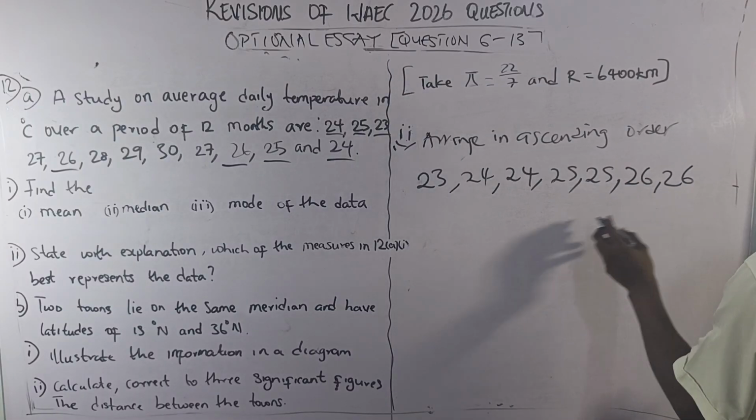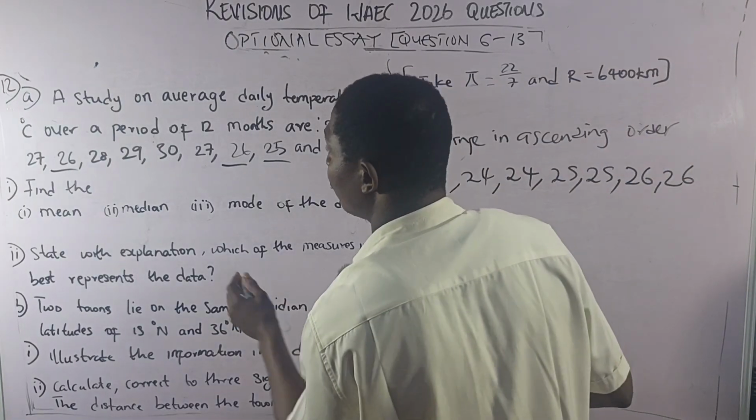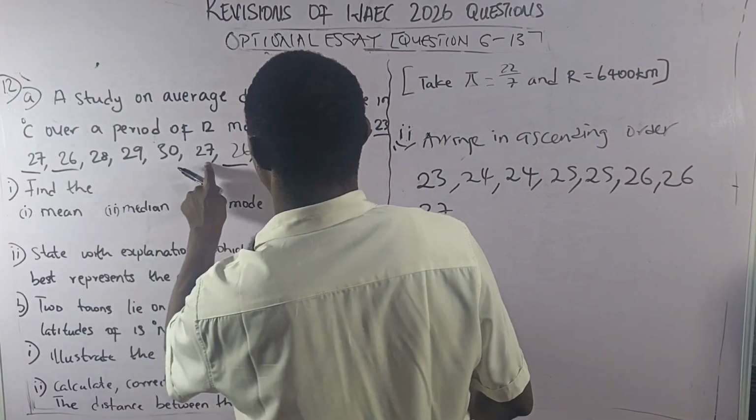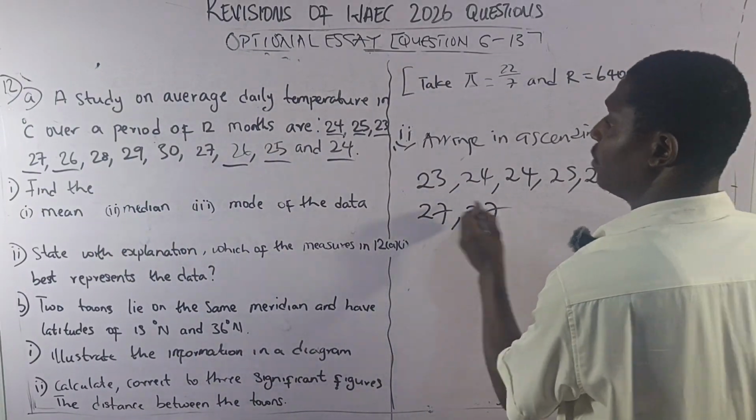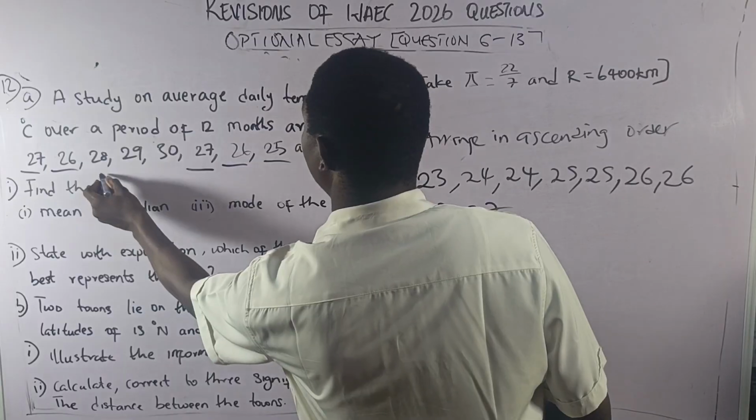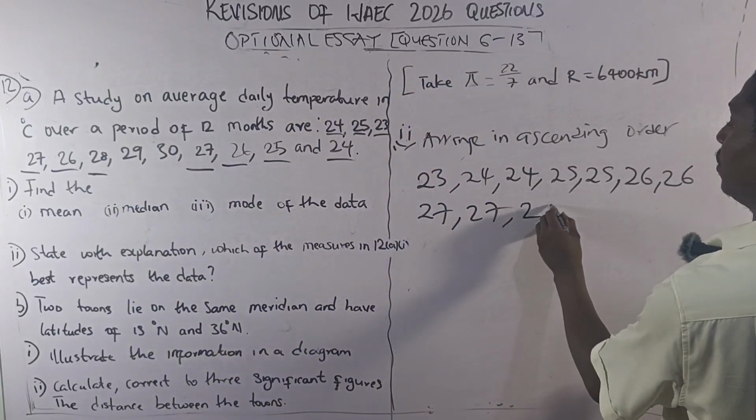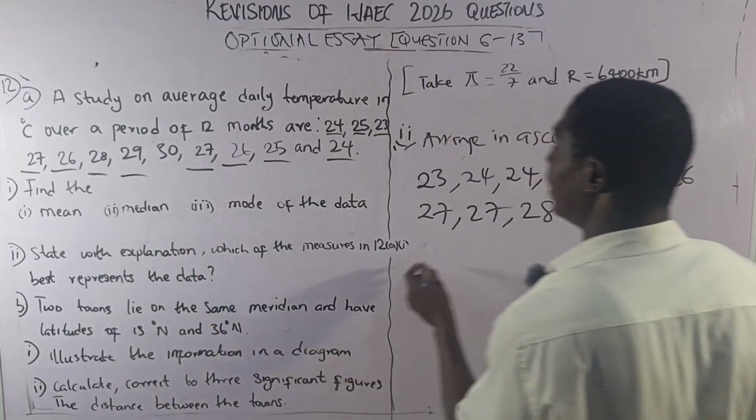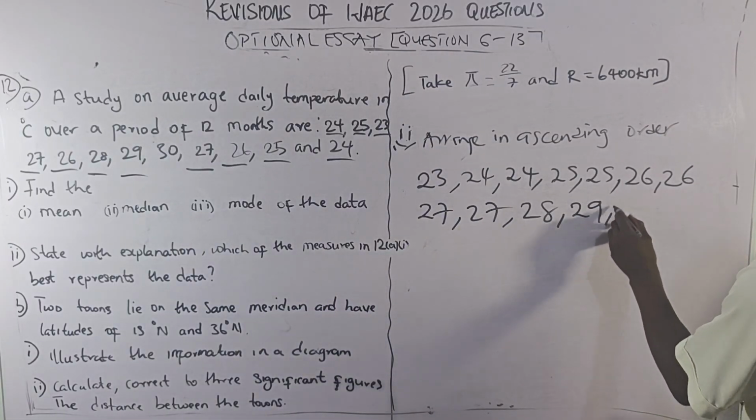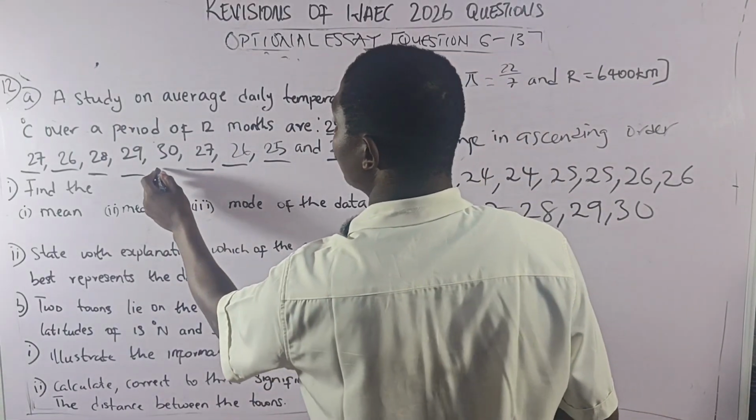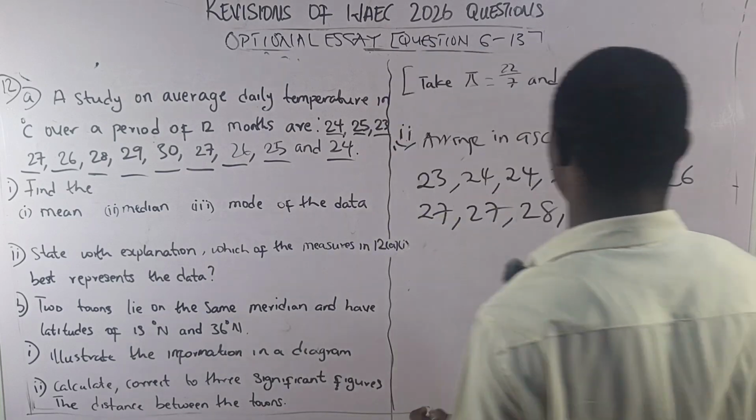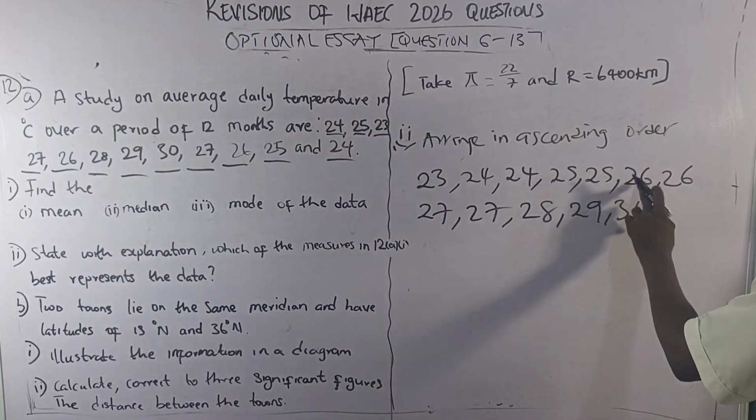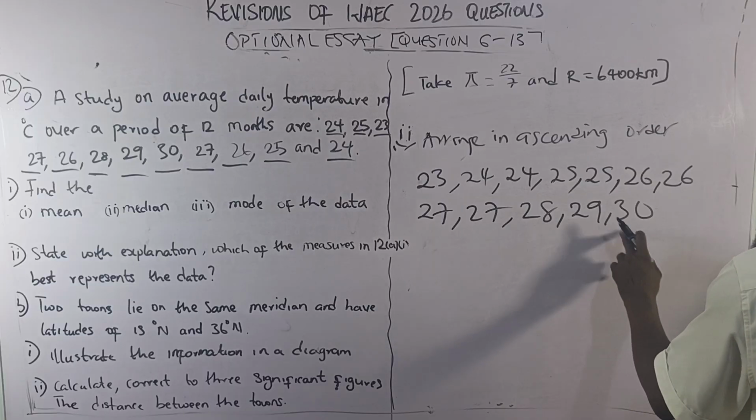26, 26. Next, 27. Is there 27? Yes, 27. Is there any other 27? Yeah, 27. Is there 28? Yeah, 28. Is there any other 28? No. 29, yeah. 30, yeah. I've used 29, I've used 30, and there's nothing else. So this is 12. I'll count also: 1, 2, 3, 4, 5, 6, 7, 8, 9, 10, 11, 12.